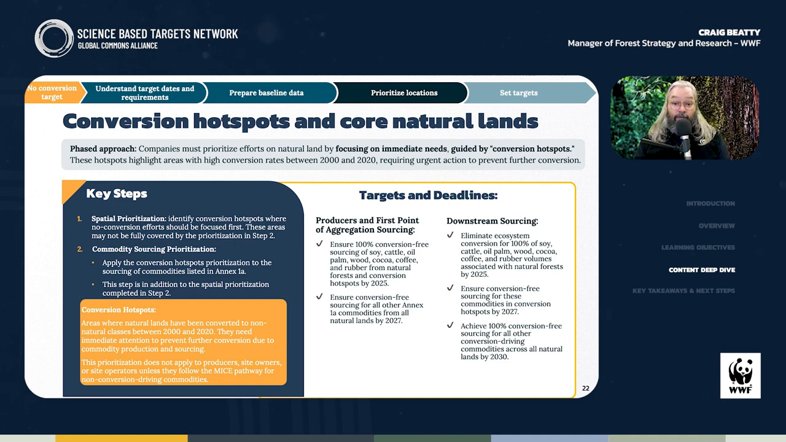For companies sourcing further downstream from the first point of aggregation, they must eliminate ecosystem conversion for 100% of soy, cattle, oil palm, wood, cocoa, coffee, and rubber volumes associated with natural forests by the end of 2025 and ensure conversion-free sourcing for these commodities in conversion hotspots by 2027. Additionally, companies shall achieve 100% conversion-free sourcing for all other conversion-driving commodities across all natural lands by 2030.